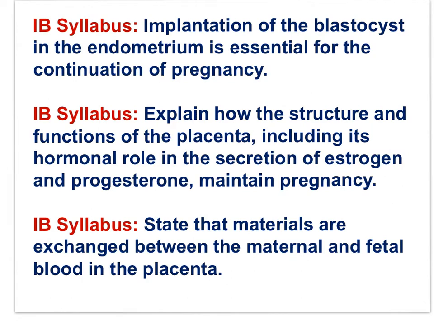I've just covered this top IB syllabus statement. Implantation of the blastocyst in the endometrium is essential for the continuation of pregnancy. Here are 2 additional IB syllabus statements that will carry us up to the moment of birth, where we will bump into one more syllabus statement. Explain how the structure and functions of the placenta, including its hormonal role in the secretion of estrogen and progesterone, maintain pregnancy. State that materials are exchanged between the maternal and fetal blood in the placenta.